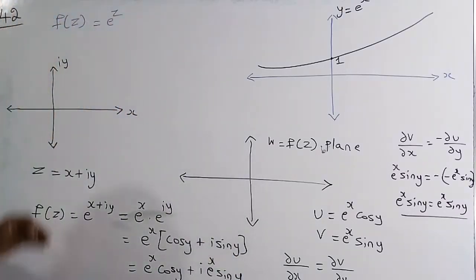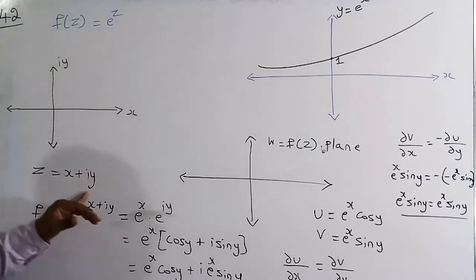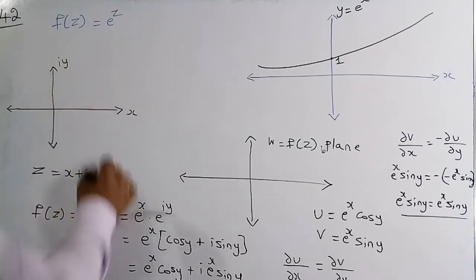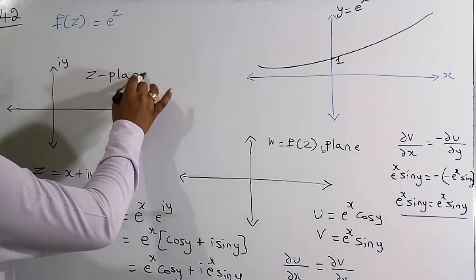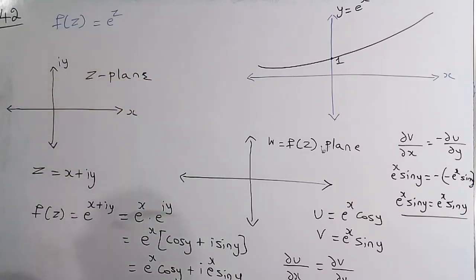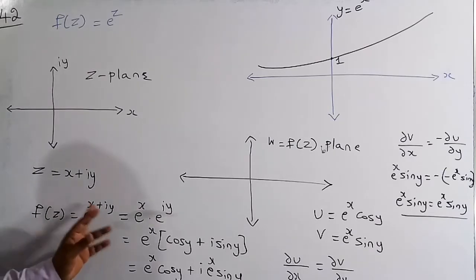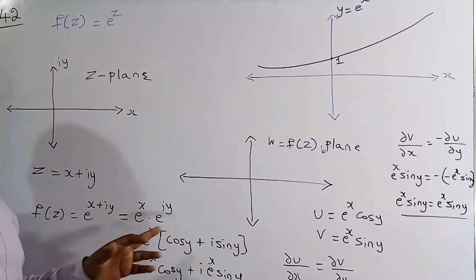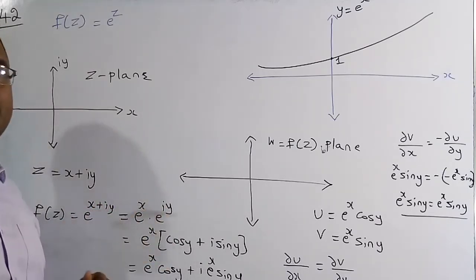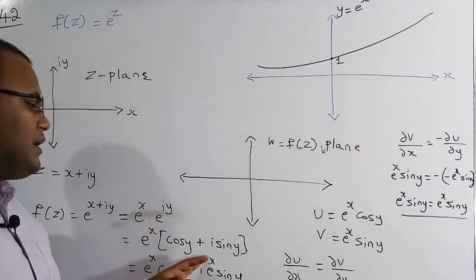So we can see clearly, suppose z is equal to x plus iy, because it is a z plane, the complex plane, so z is equal to x plus iy. So in place of z I have replaced x plus iy, so f of z is equal to e to the power of x plus iy. So I can write it in this format, which is e to the power of x into e to the power of iy, which is cos of y plus i sin y.